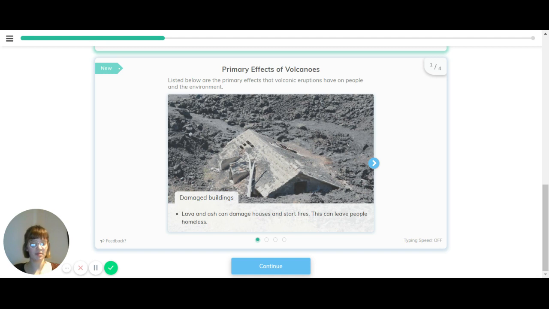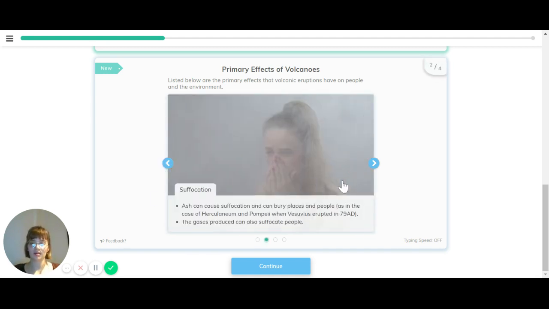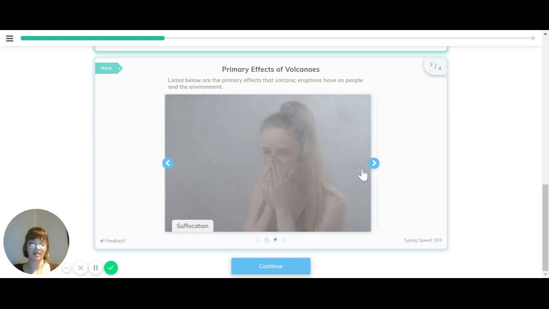Firstly, there's damaged buildings. So lava and ash that are erupting out of a volcano can damage houses and even start fires, which leaves people homeless. Suffocation. Ash can cause suffocation and can bury places and people. This happened in Pompeii, for example, when Vesuvius erupted, and the gas produced can also suffocate people.